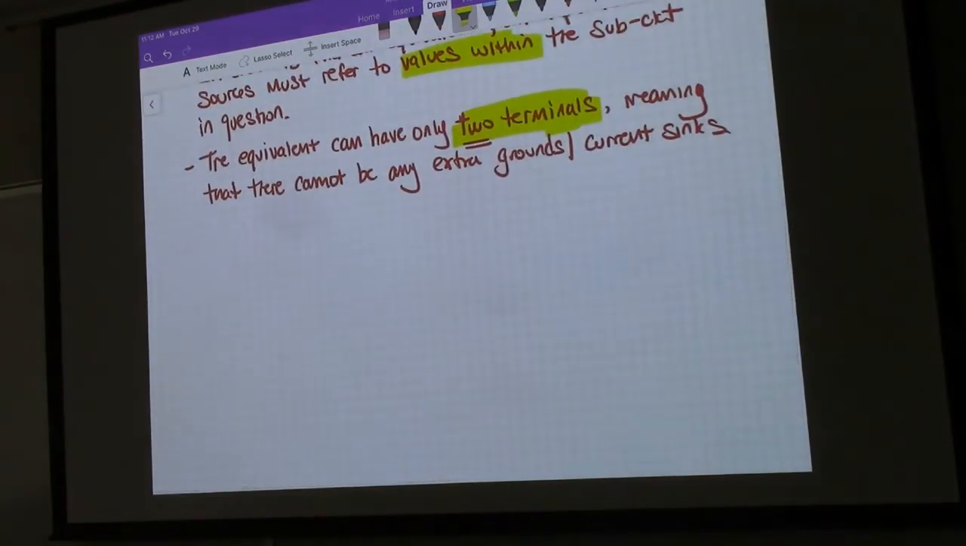Next question, which may seem a little bit disjoint from what we're talking about right now, but this is very much connected to what we're doing. So what is linearity and what is superposition?